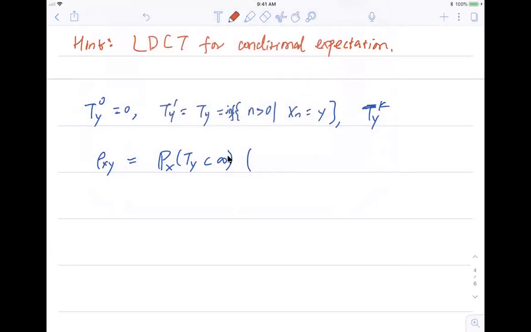So what does this mean? Starting from x, what is the probability you reach y in finite time? If rho_xy is bigger than 0, it means there exists a path connecting states x and y.